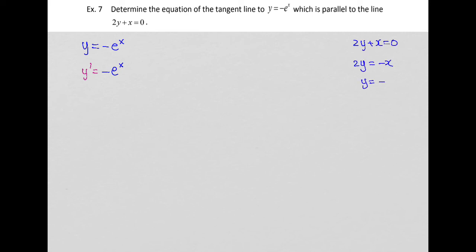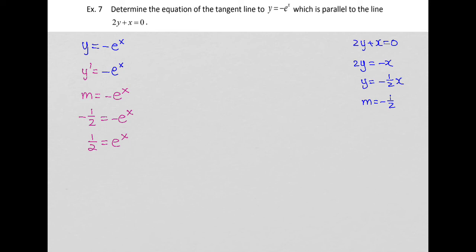Divided by 2 on both sides. You will see the slope is negative half. So I know if they are parallel, they need to have the same slope. So I'm going to substitute the slope into my equation here, which is negative 1 over 2. Multiply by negative 1 on both sides.